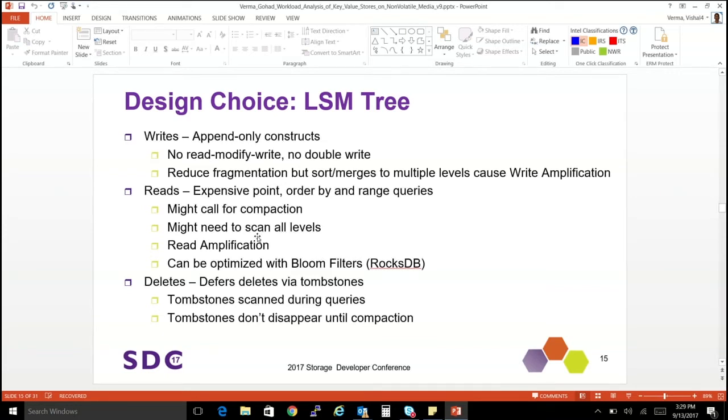RocksDB, as we saw, uses LSM. They use a concept of Bloom filters, which optimize the read operations, specifically for point queries, which helps the read performance.